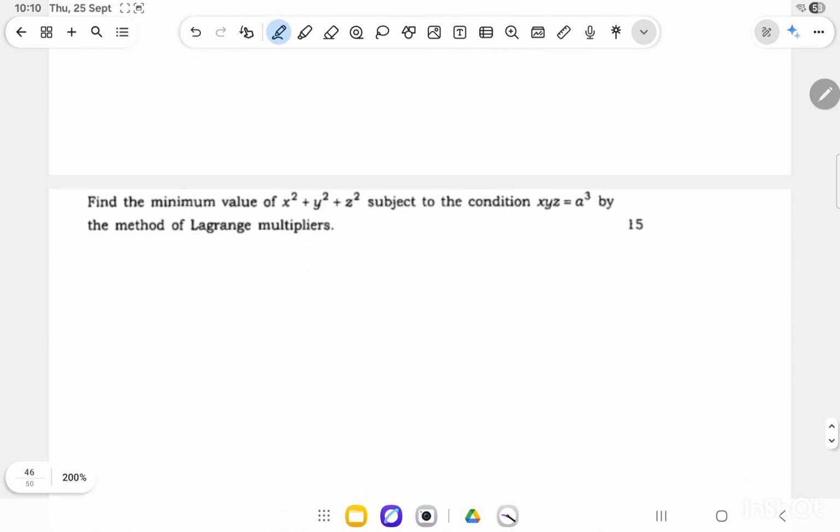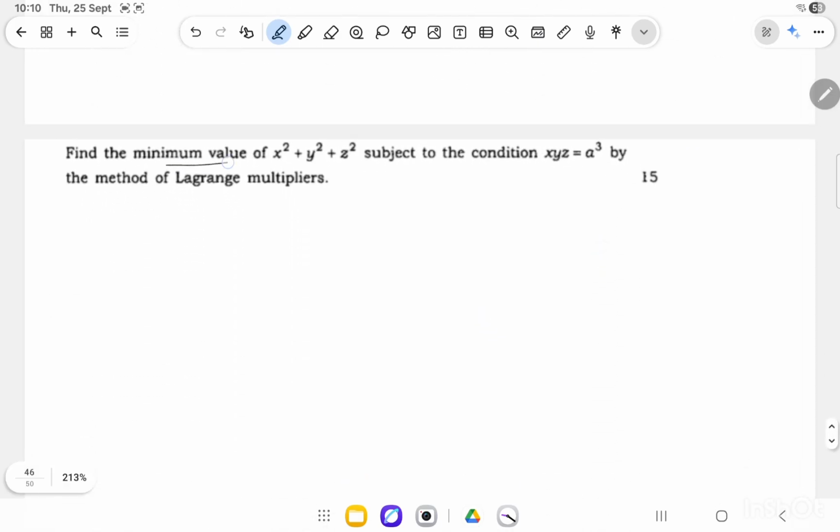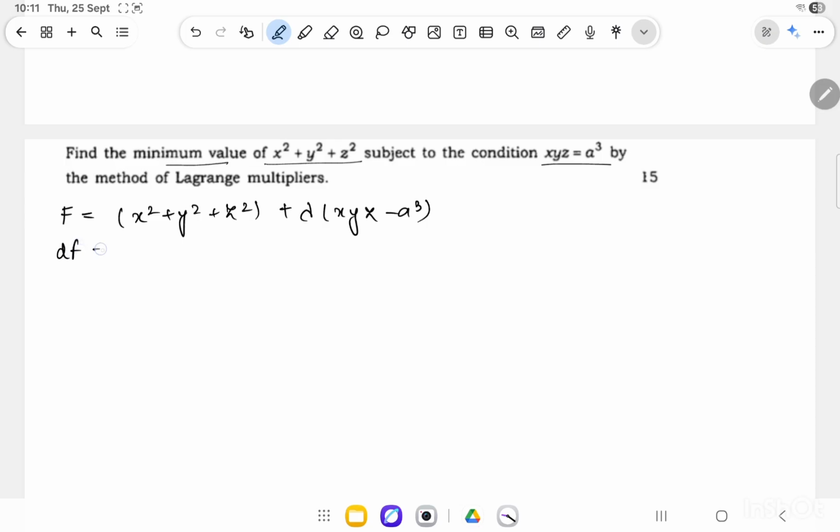So the next question says find the minimum value of this subject to this condition by the method of Lagrange multipliers. So here function f is x square plus y square plus z square plus lambda times (xyz minus a cube). That basically gives me df as (2x plus lambda yz) dx plus (2y plus lambda xz) dy plus (2z plus lambda xy) dz.